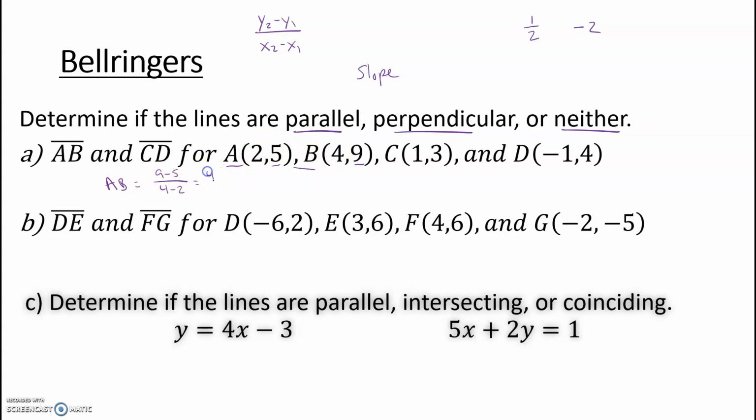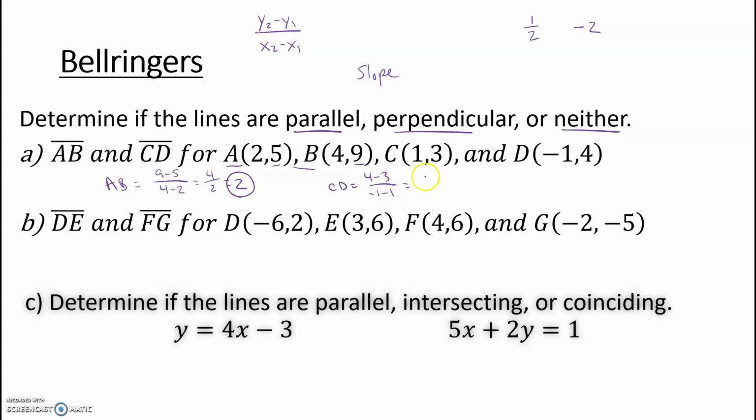9 minus 5 is 4. 4 minus 2 is 2. 4 divided by 2 is 2. So there's AB's slope. And then CD, we have 4 minus 3. And keep the same order. So we did 4 minus 3. We're going to do -1 minus 1.